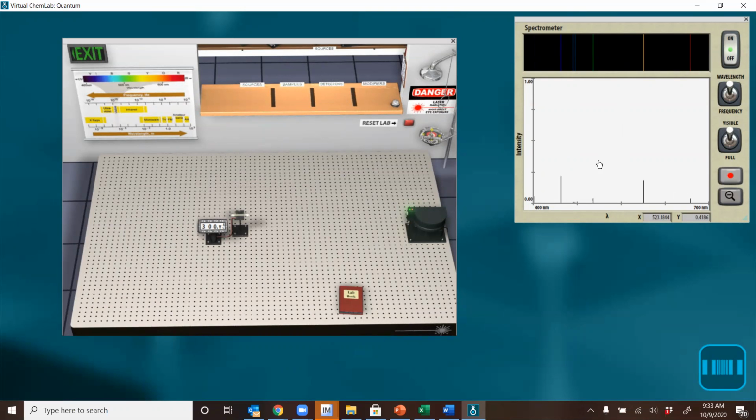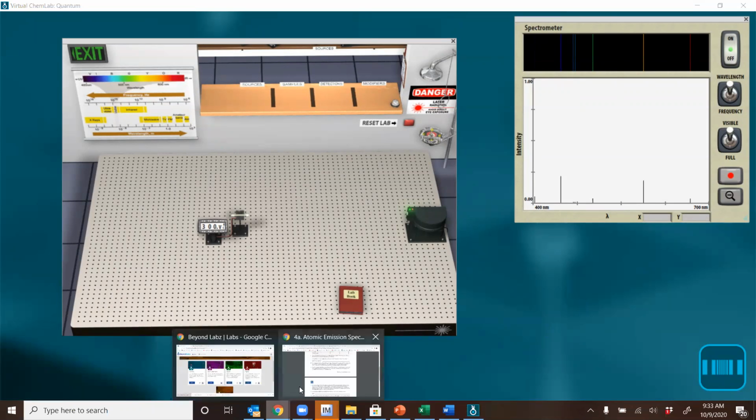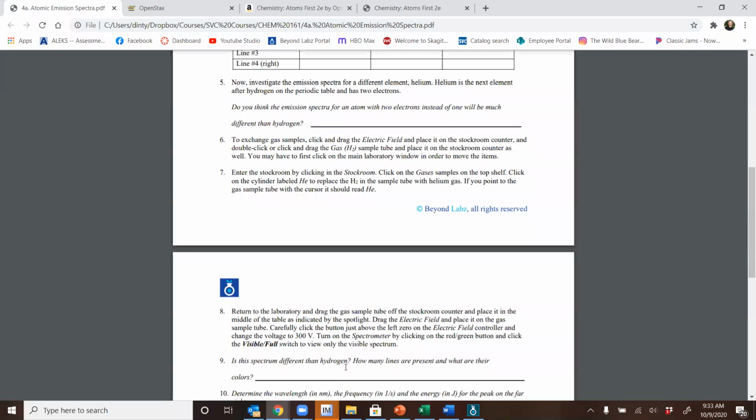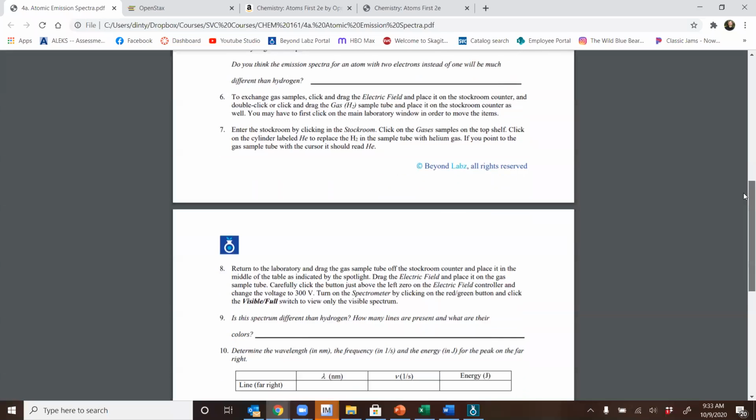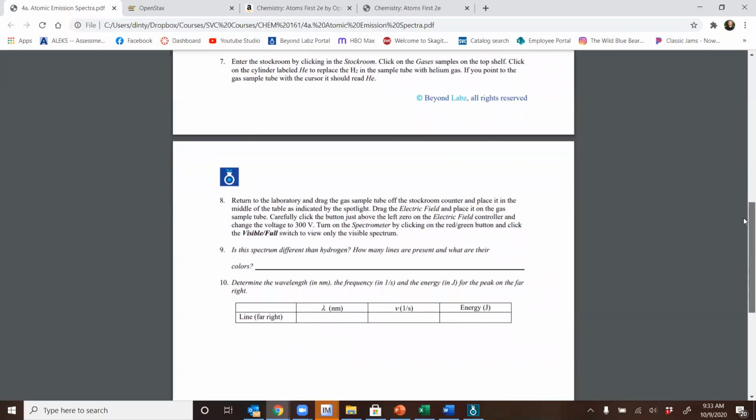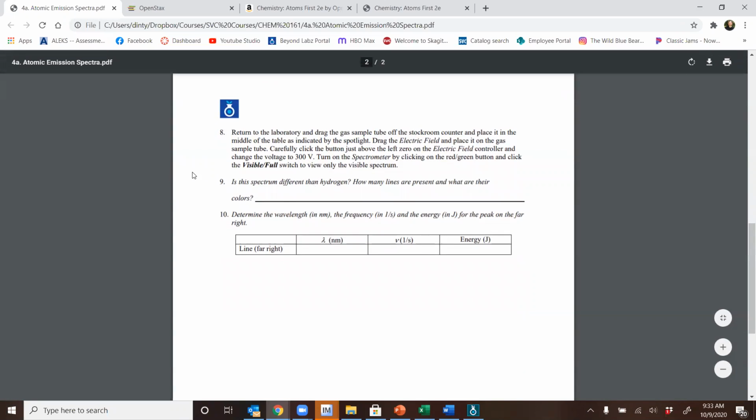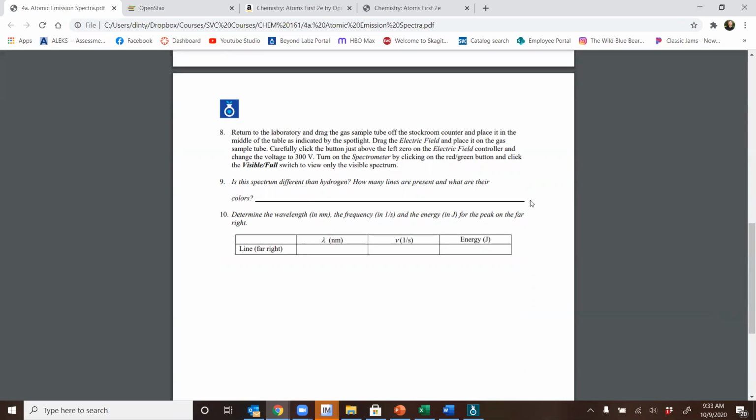Now it looks like there are lots of lines, but some of them are pretty low in intensity. I can't remember exactly what we're supposed to do with these lines after we look at the helium spectrum. I don't think we have to do all of them. Is it different from hydrogen? Anyway, tell me what you see in the helium emission spectrum.